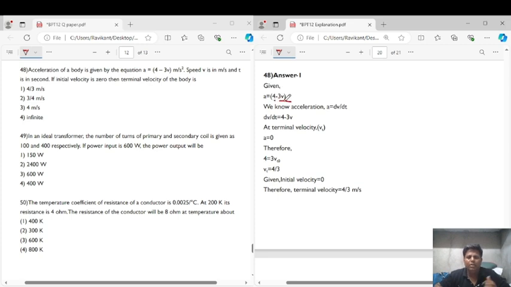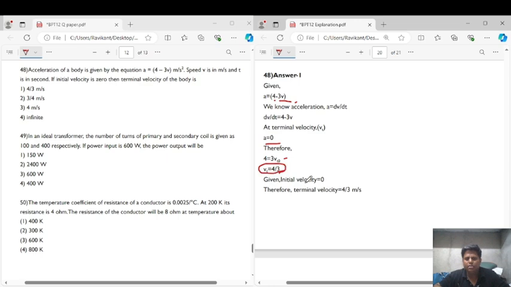Now from here we need to calculate the velocity. We need to integrate it. So we say that a is equal to dv by dt. So dv by dt is equal to 4 minus 3v. Now terminal velocity vt is when a is equal to 0. Putting a is equal to 0, we get 4 is equal to 3 vt. So vt is equal to 4 by 3.